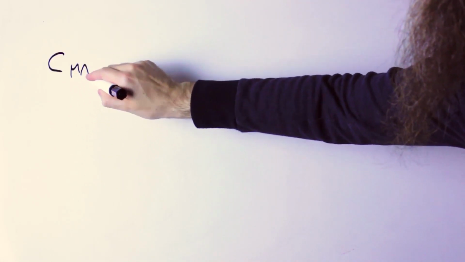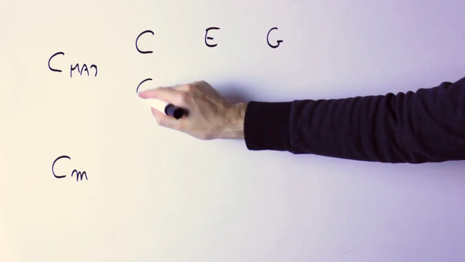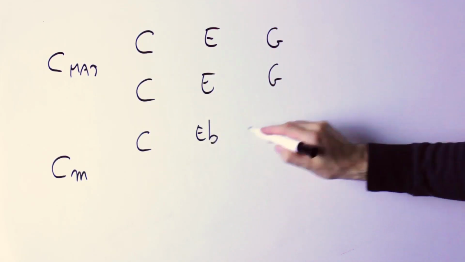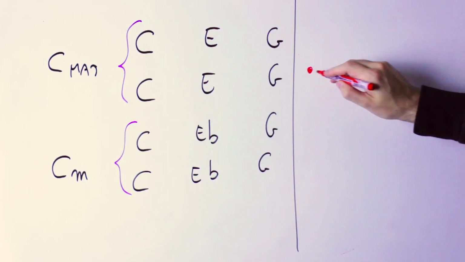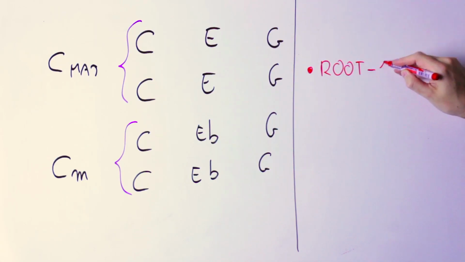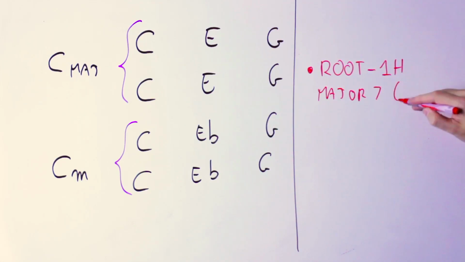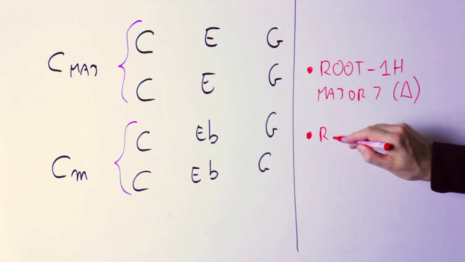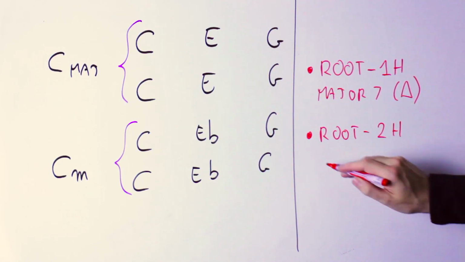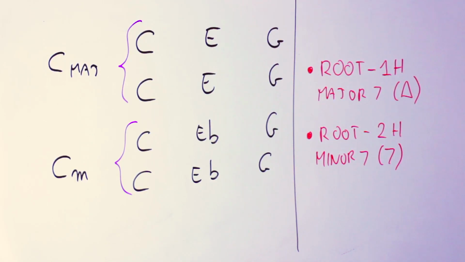So now let's write down our C major triad, C, E, G, and our C minor triad, C, E flat, G. For both those triads, the root is C. And now we give the following definition. The note that is a half step below the root is called the major 7th, and it's usually indicated with a triangle. In this case, the note is B, a half step below C. The note 2 half steps, or 1 whole step, below the root is called the minor 7th, and it's usually indicated with just the number 7.